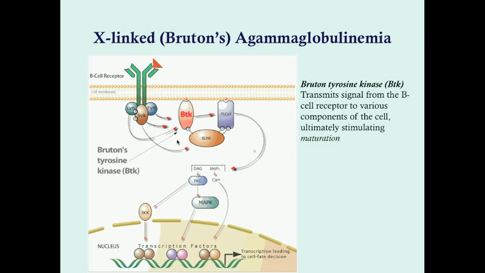BTK is found elsewhere. It's not always stimulated by the B cell receptor. It can be stimulated by other things, but just know that this transmits signals. It's sort of this messenger, and it stimulates maturation. And so if you don't have BTK, then the B cells aren't going to be able to mature, and you're definitely not going to get to be a mature B cell where you're producing IgM and IgG, or IgD, and then ultimately the rest of the immunoglobulins as well.